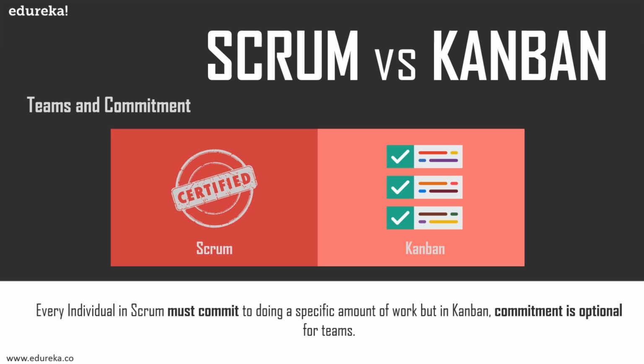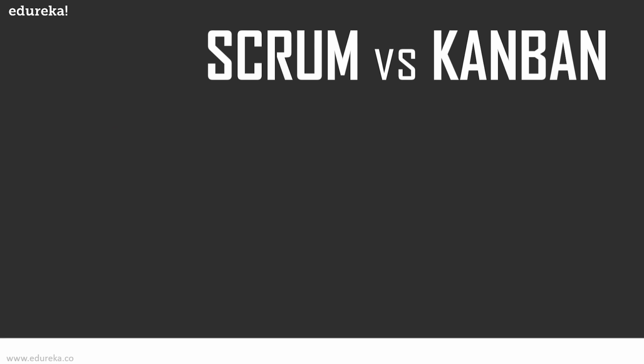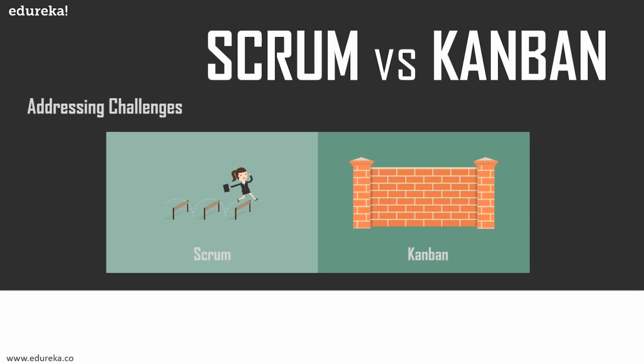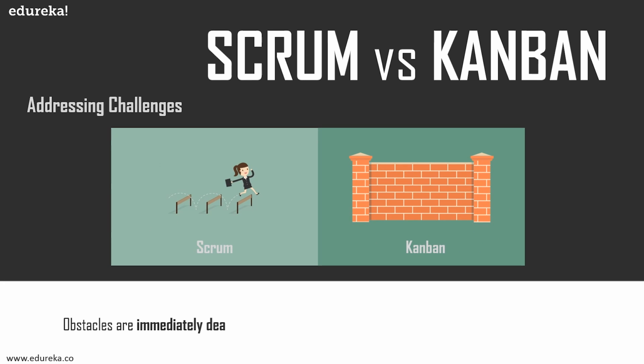Now, commitment is optional for teams following Kanban. Thus, teams work at their natural speed. Sometimes they may deliver more, while other times they may deliver less in the same duration. Next, we have addressing challenges. Since Scrum demands commitment, any obstacles or challenges that arise need to be immediately dealt with.